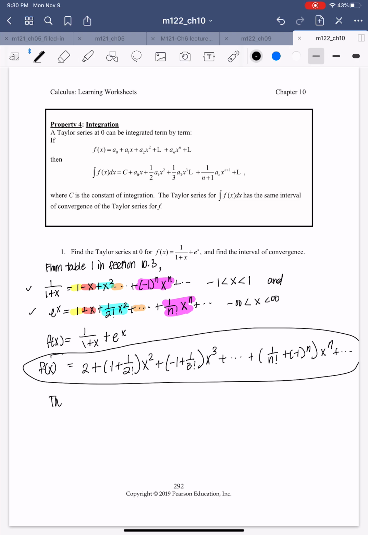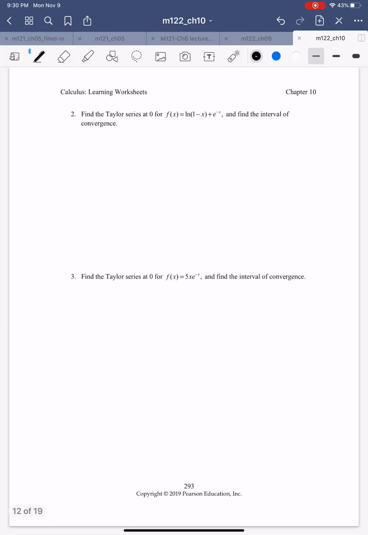And then the interval of convergence is the intersection of the two functions, which only intersect between negative 1 and 1. So the interval of convergence is between negative 1 and 1. Done. It's easy because we already have two given Taylor polynomials, so we can use the property to add and subtract. Okay. Let's do number 2, and then I'll leave 3, 4, 5 as try-on-your-own problems.